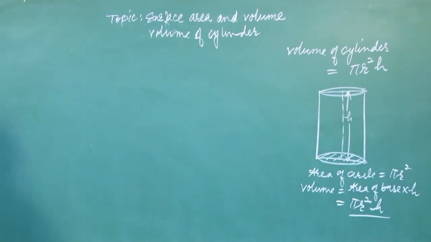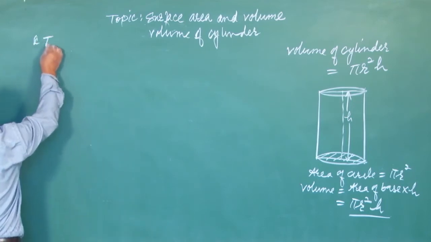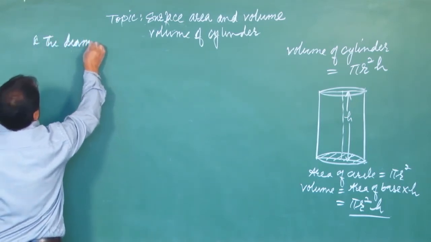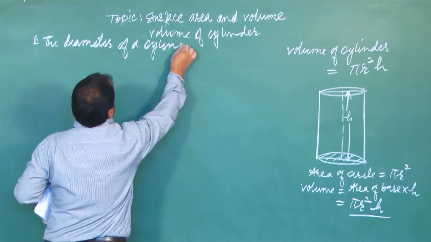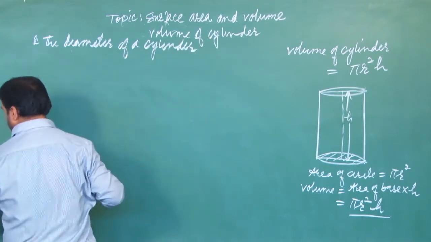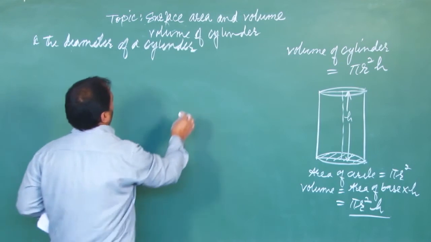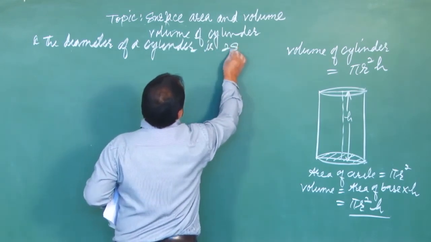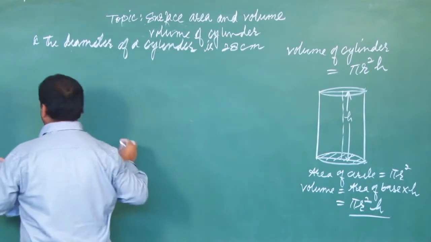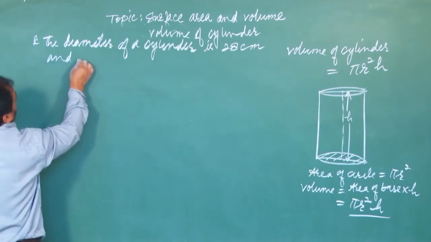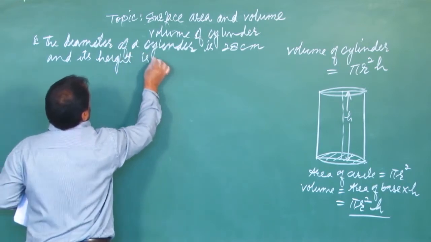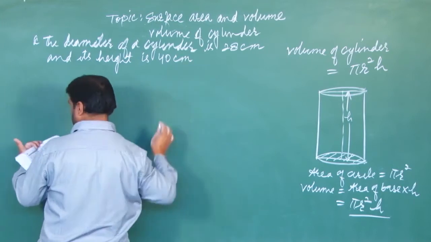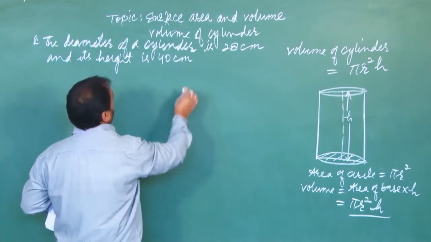Now we take some questions from that. The diameter of a cylinder is 28 centimeter, and its height is 40 centimeter. Find the volume of the cylinder.